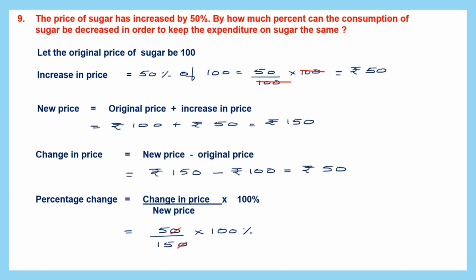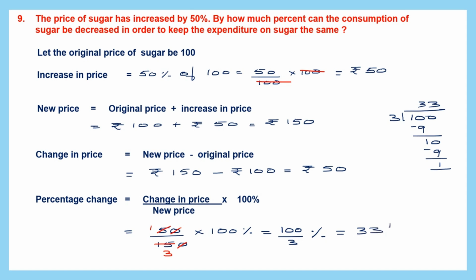Cancel the 0. I can also cancel this. 5 ones are 5, 5 threes are 15. Nothing more to cancel here. So we have 100 by 3%. Now we have to simplify this. Let's divide 100 by 3. 3 threes are 9, minus, 1 and 0. We have 10. 3 threes are 9, minus, we have 1. Now if I convert this to a mixed number, this becomes 33 1 by 3%.